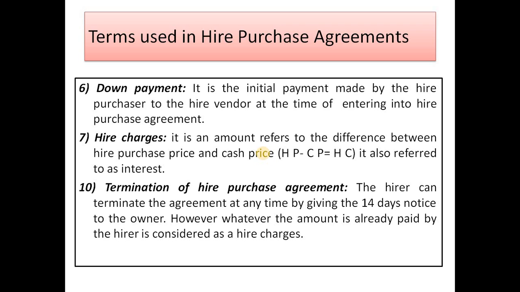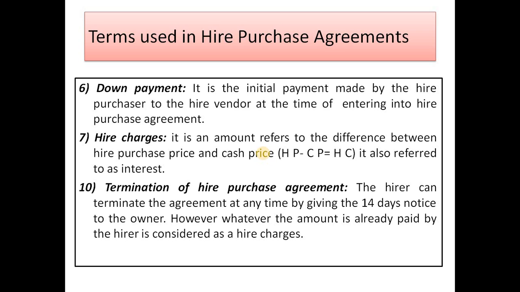Suppose the asset value is 1 lakh rupees and at least 20% can be the down payment. Again, it depends on the agreement between the buyer and the seller about the down payment percentage. Sometimes it's 20%, sometimes it's 30% as well. So suppose the price of the asset is 1 lakh rupees and the down payment is 20%. So the hire purchaser is going to pay 20,000 rupees to the hire vendor at the time of entering into the hire purchase agreement.